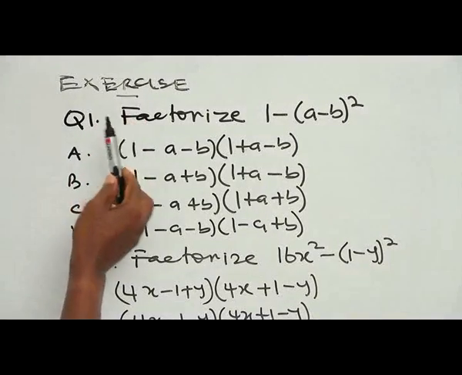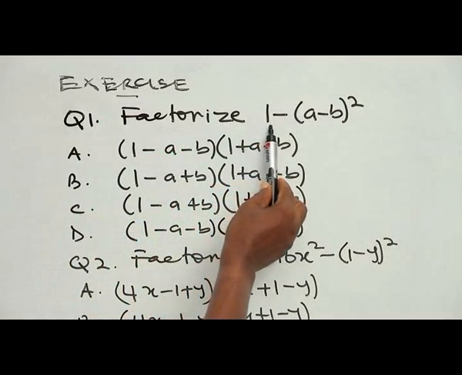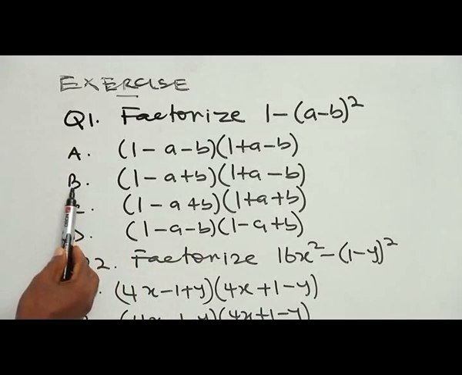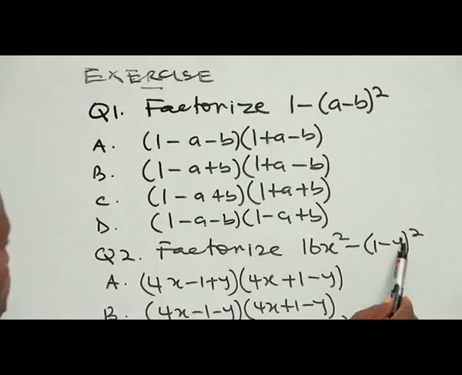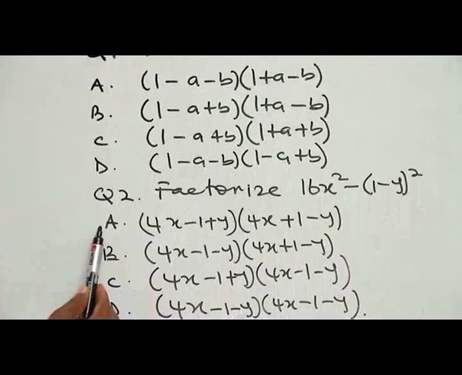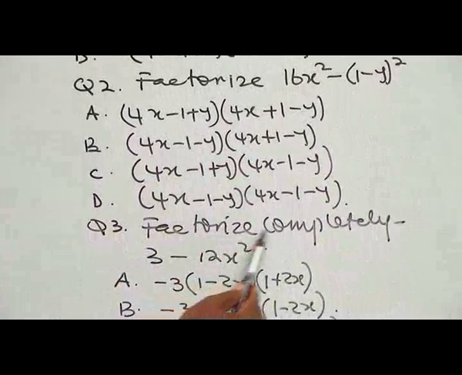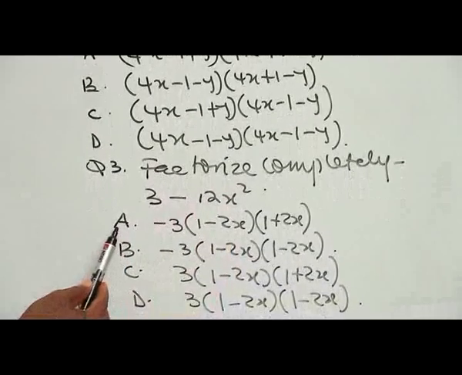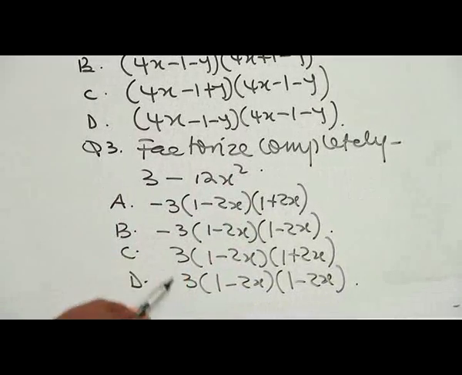We have the exercise for today. Question number 1. Factorize 1 minus (a minus b) all squared. You have the options A, B, C, and D. Question number 2. Factorize 16s squared minus 1 minus y squared. You also have your options A, B, C, and D. Question number 3. Factorize completely 3 minus 12s squared. Your options are A, B, C, and D. The answer is among these options.